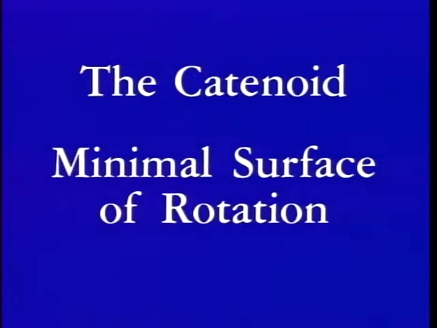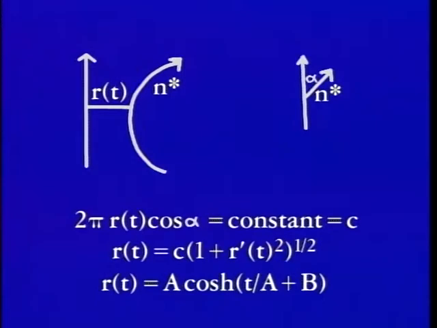We can use this flux formula to derive the equation of a minimal surface of rotation known as the catenoid. Consider a surface of rotation generated by a curve r of t. Now, at any given height, t, the radius of the circle on this surface is r of t. And the outward pointing normal is just computed by r and the derivative of r. Because the flux in any circle must be equal to the flux on any other circle, one derives a differential equation by integrating and gets 2 pi r times the cosine of alpha is equal to a constant. Alpha is the angle of the normal n star with the vertical.